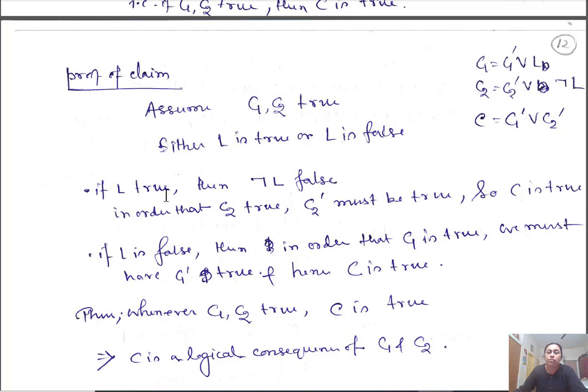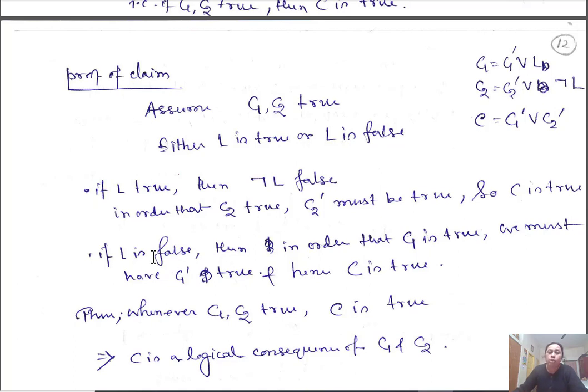In case L is true, then negation of L is false, and C1 and C2 are both assumed to be true. So if L is true, negation of L is false, therefore C2 will be true provided C2 prime is true. And C2 prime true means C is true, because this is a disjunction. C2 prime true means C is true.